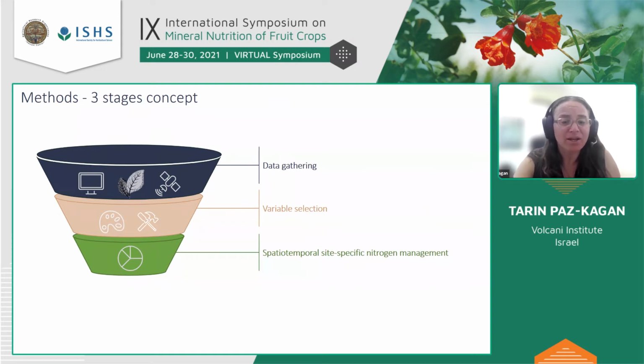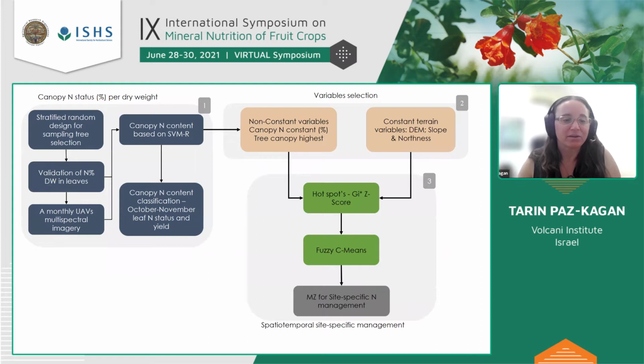Then we develop a variable selection and transformation of the scoring of the data to a scoring function. And based on the information on the variable selection, we develop a special temporal site-specific nitrogen management approach. Regarding the data gathering, first of all, we started developing a model that tried to evaluate the canopy N status for each tree in the orchard.